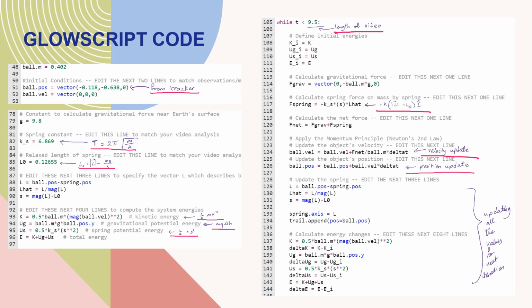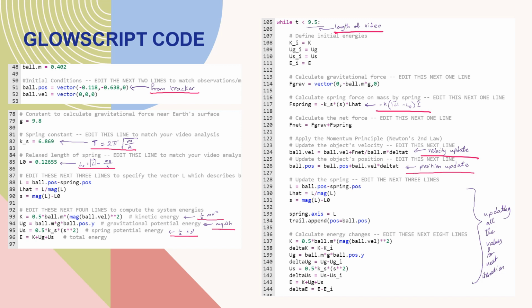Moving on, here is our GlowScript code. We first updated our ball's mass to 0.402 kilograms. We also updated the ball's position from Tracker, finding the initial x position and the initial y position. We also updated our spring constant by using the time period equation, first by averaging the time periods and then using the equation to obtain the spring constant.